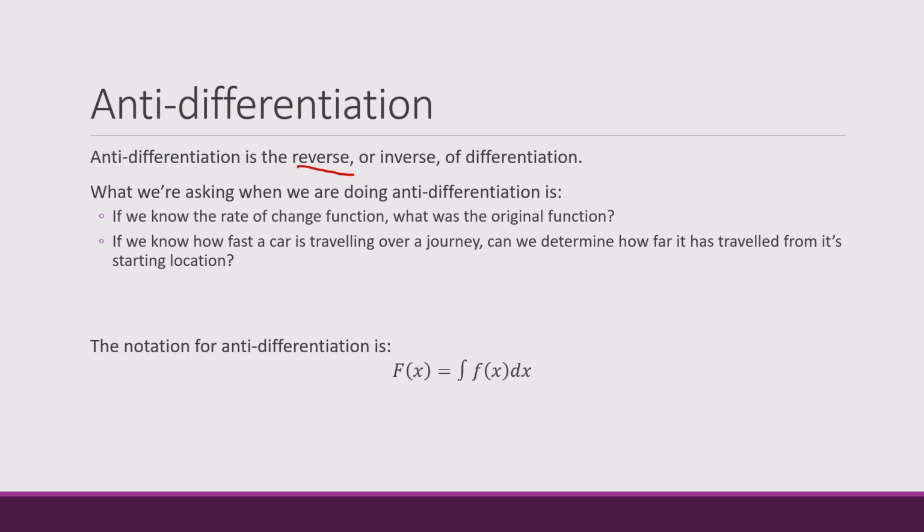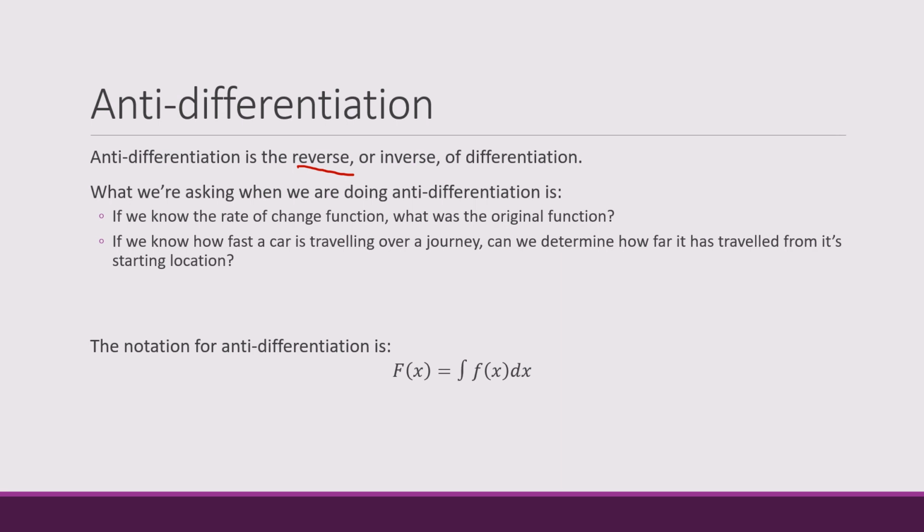Or in a more practical situation, we might ask, if we know how fast a car is traveling, can we work out how far it has traveled? We'll do an example of that later on in this series. But this idea of going from the rate of change function back to the original, that's what anti-differentiation is.